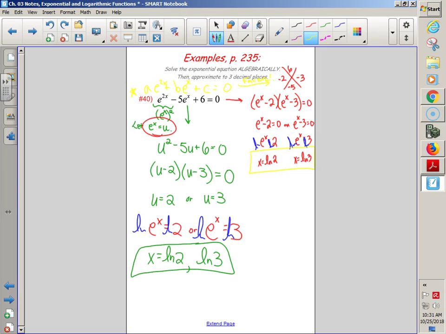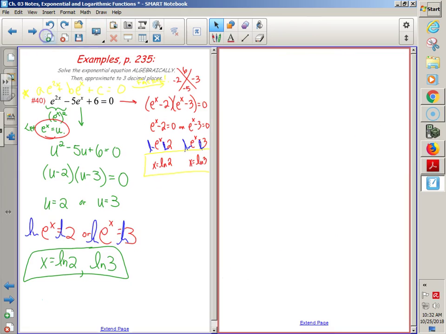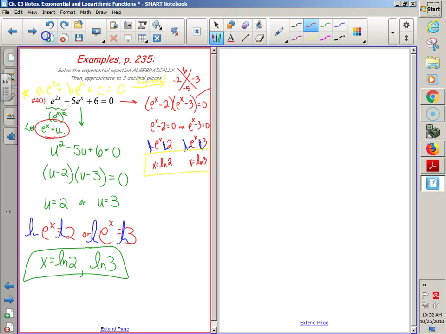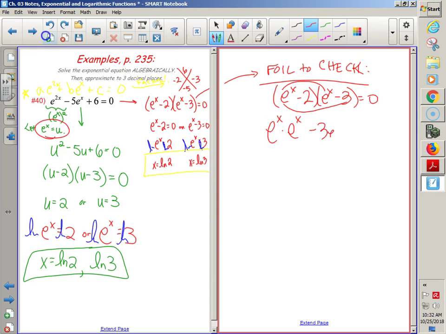Oh, you know what might help? Here you go. The easiest way for you to explain it, Jordan, is to show you that it works. To show you that it works, I'm going to have to FOIL. Check it out. E to the x times e to the x, right? Outer, minus 3 e to the x. Inner. See?